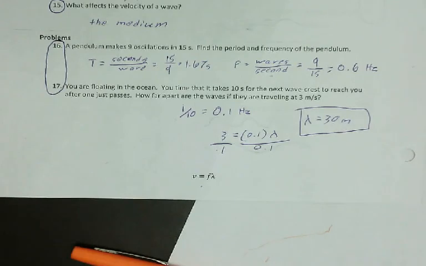And frequency would be waves over time, so that would be 9 over 15. So period is the time it takes to make one wave. Frequency is the number of waves that happen in one time, in this case, in 1 second. Okay?